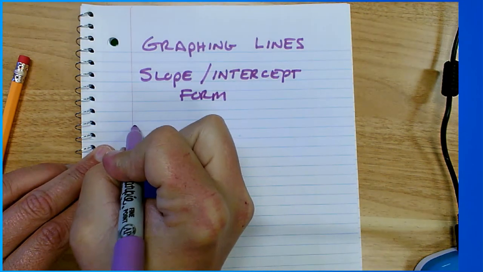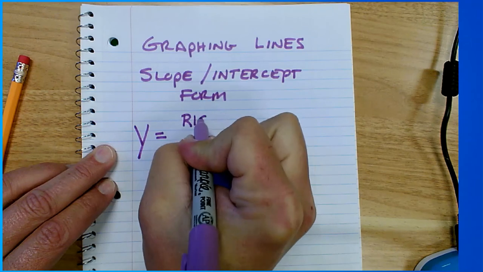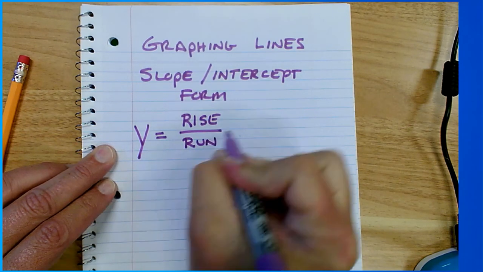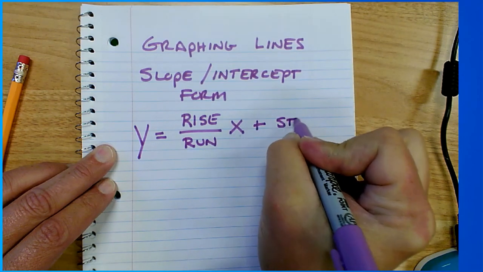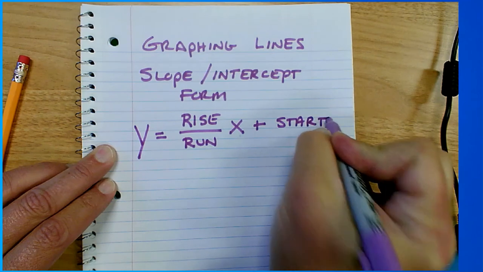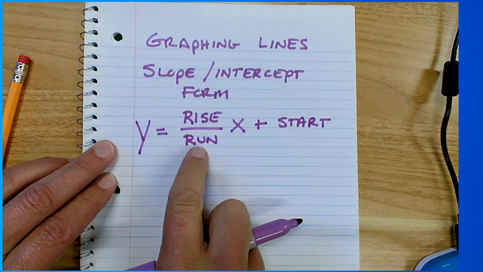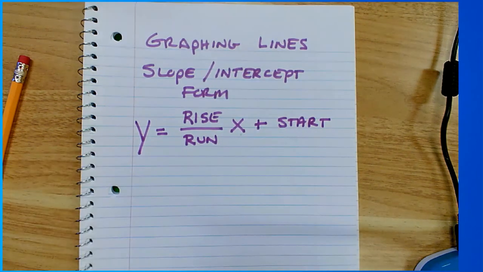Ready? Y equals rise over run x plus the starting point. So the number on top tells me to rise, the number on the bottom tells me to run, and the number over here is going to tell me where to start the graph.